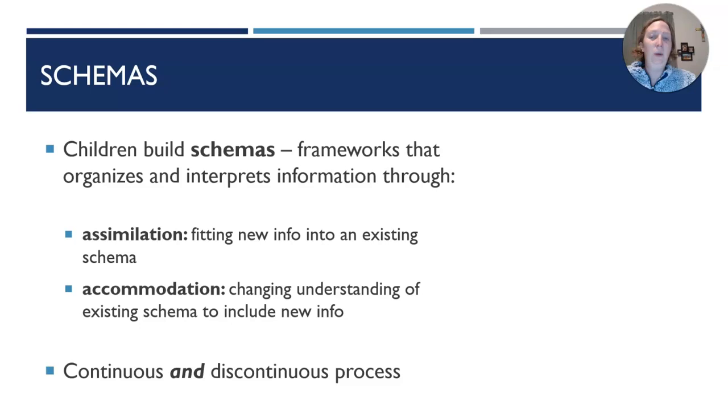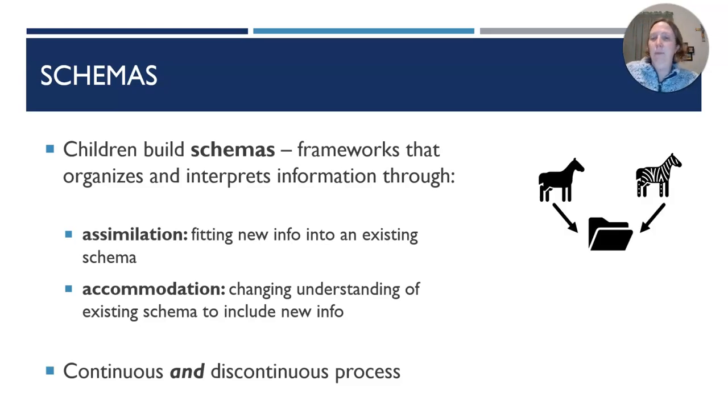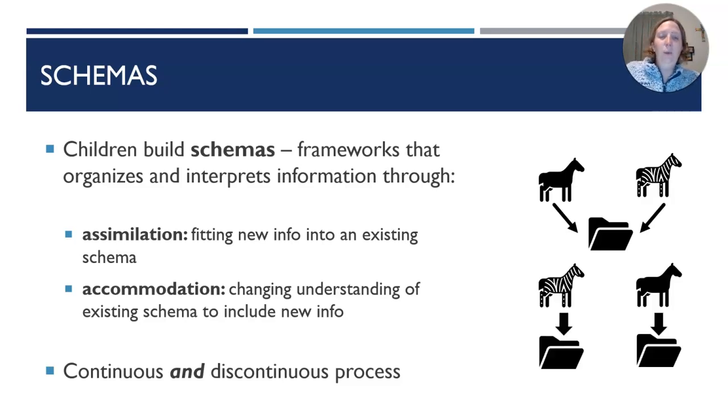Assimilation is when you fit new information into an existing schema. So let's say you encounter a zebra. You are likely to put that into your schema of a horse. They seem to fit together. That's assimilating new information into something you already know. But accommodation is when you would perhaps develop new schemas for each animal separately. So changing your understanding of an existing schema to possibly include new information or maybe develop a whole new schema altogether.